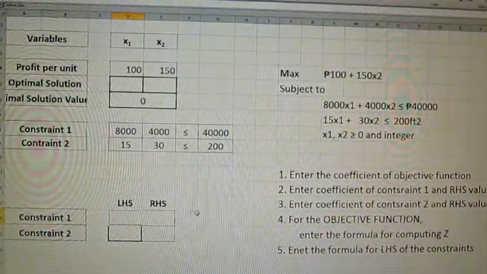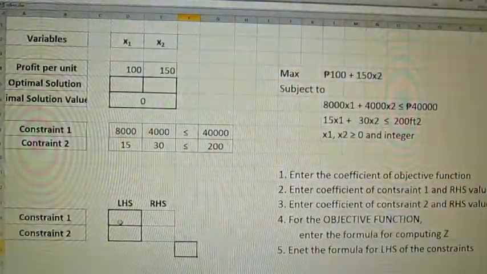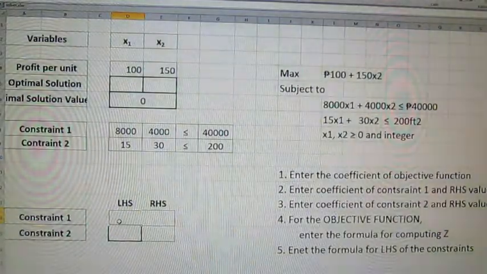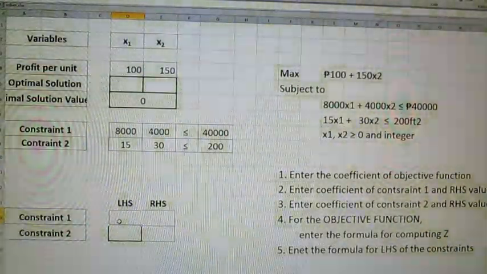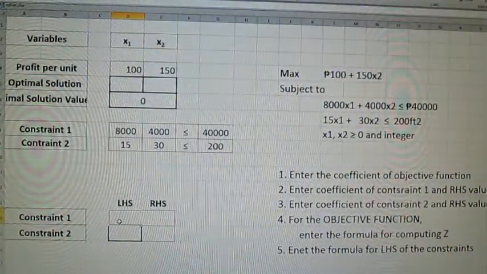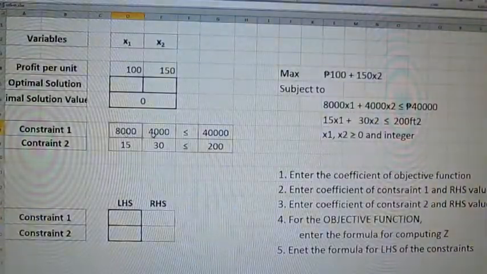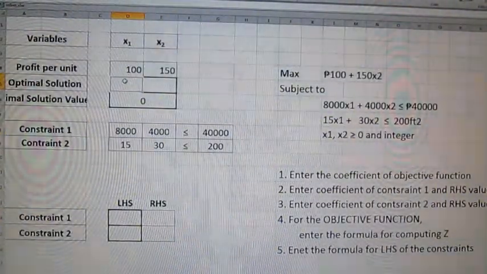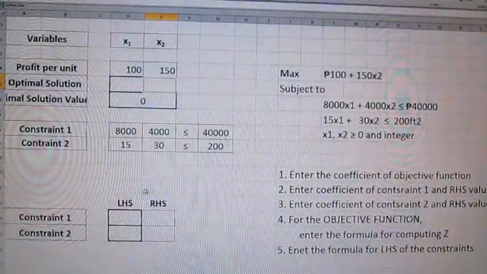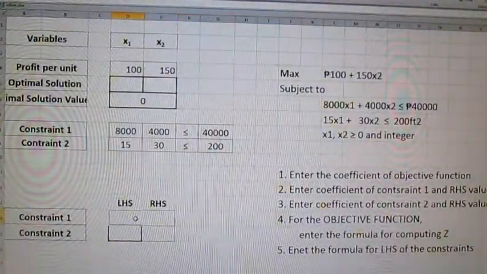Step number 5, enter the formula for the left-hand side of the constraints. So, the left-hand side of constraint 1 should be less than or equal to 40,000. 8,000 multiplied by x sub 1 and 4,000 multiplied by x sub 2, the answer must be less than 40,000. So, let's enter the formula.